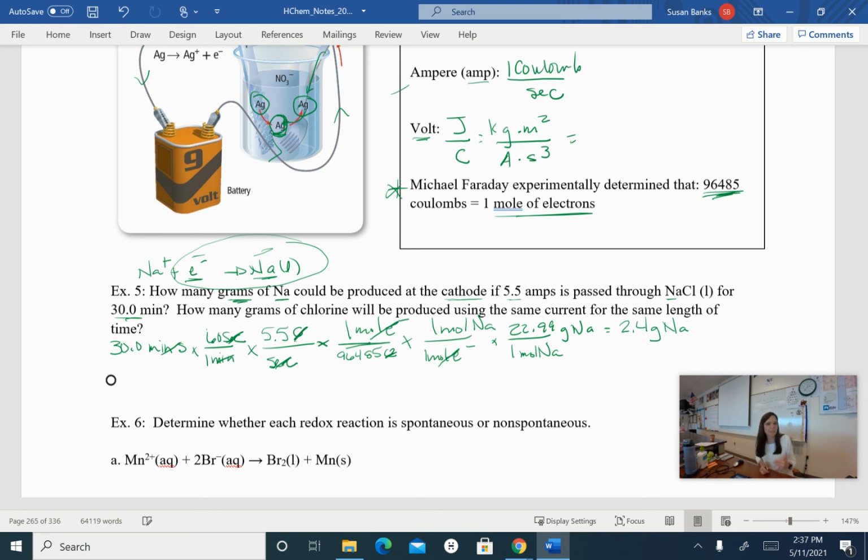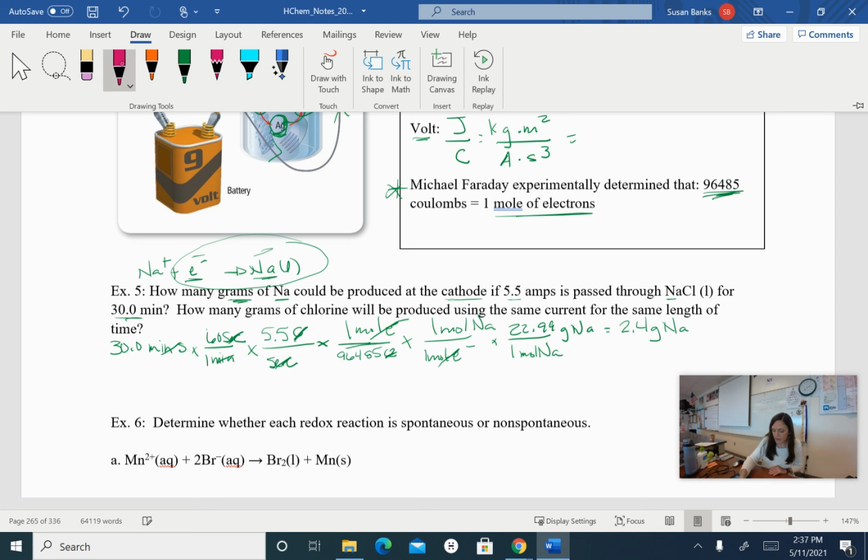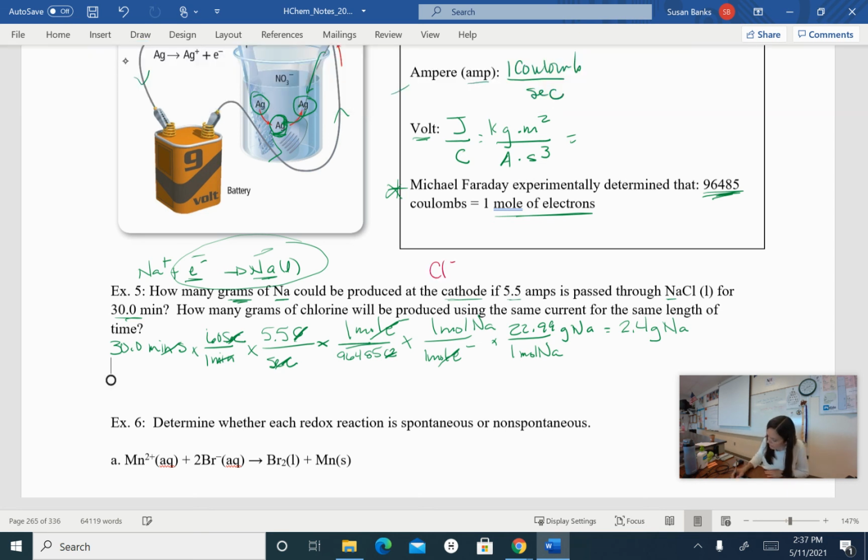Now the second part of this problem is how many grams of chlorine will be produced using the same current for the same length of time. And the chlorine will be coming off the anode. And let's write that relationship. So if I have chloride, how do I get it to make chlorine? Obviously, I'm going to need 2 chloride ions, but I'm going to need to have 2 electrons coming off of that. That is why it's the anode, because we are losing electrons here.